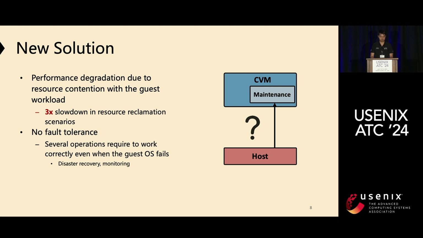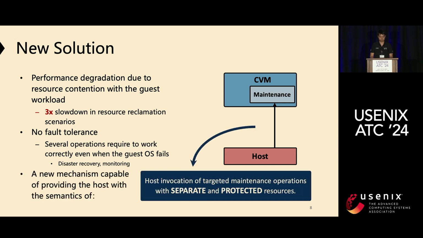Second, certain maintenance tasks, such as disaster recovery, have strong fault tolerance requirements to work correctly even when the guest OS fails. But current methods fail to provide them with isolated execution environments. The key to addressing these issues lies in exploring a new mechanism capable of providing the host with the semantics of host invocation of targeted maintenance operations with separate and protected resources.